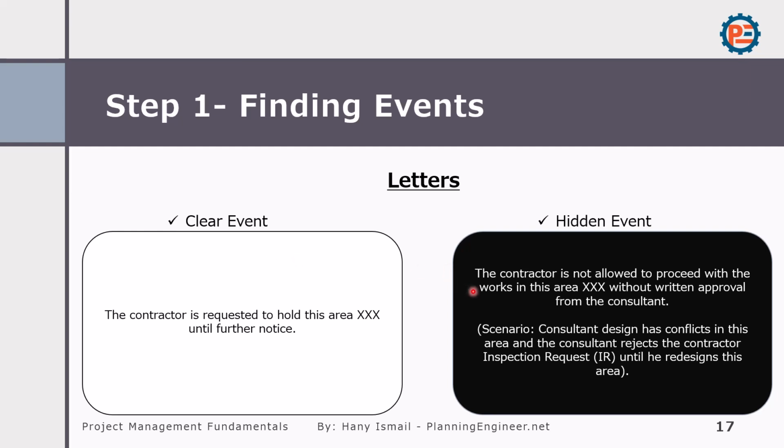It could be a comment like this: the contractor is not allowed to proceed with the work in this area without written approval from the consultant. The scenario here is that the consultant's design has a conflict in the area, and the consultant rejects the contractor's inspection request until he redesigns this area. But he didn't give you a clear event, he gave you only this statement. Then you need to convert this statement into a valid claim.